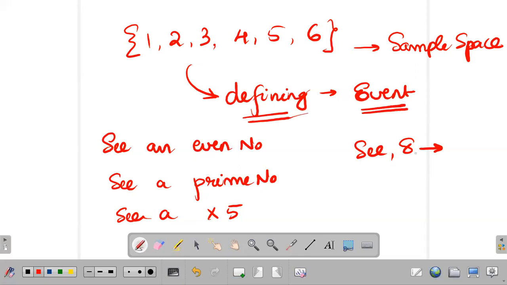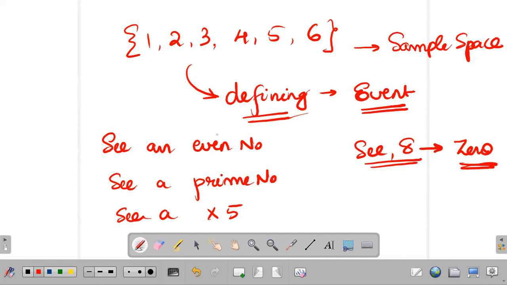Did you get me? So tell me, what is the chance that when I am rolling a fair cubical dice, I am going to see the number 8? What is the chance? The chance is 0. So when it comes to 0, I will say that it is an impossible event. Did you get me?